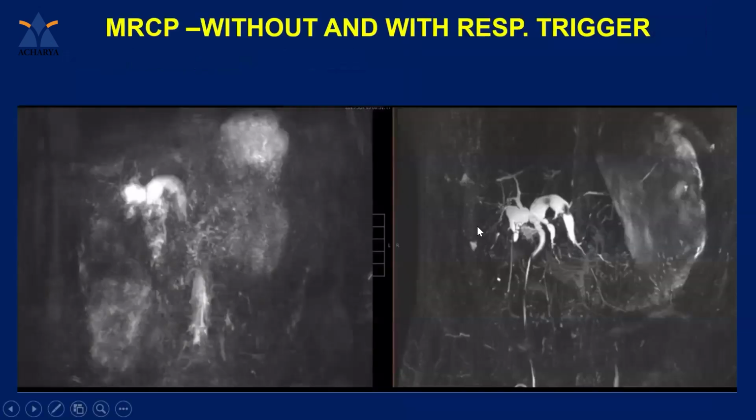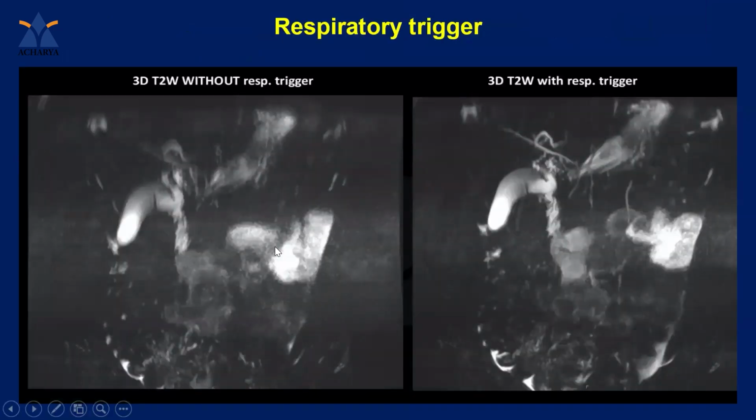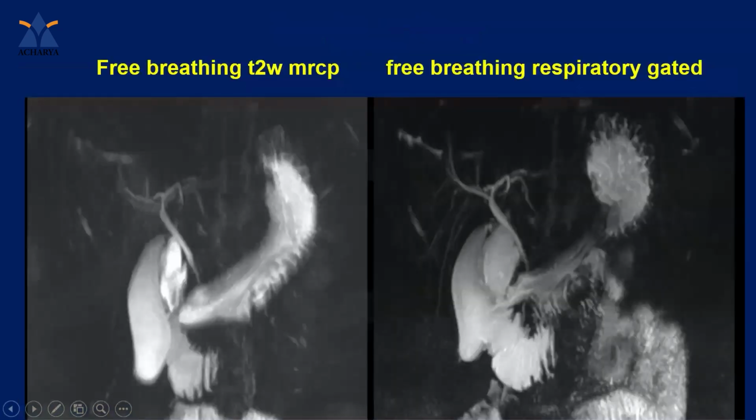You can see the image quality. What is the difference between without and with respiratory trigger? This is without the respiratory trigger. This is with the respiratory trigger. You can see the image quality here. Another example: this is without respiratory trigger, and this one is with respiratory trigger. You can see the image is very good in this particular image.